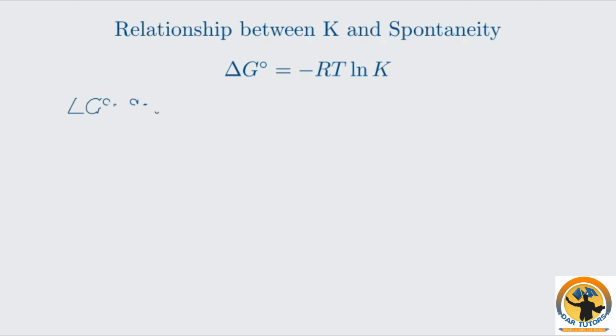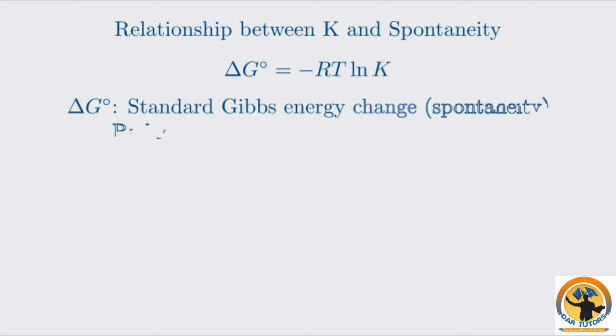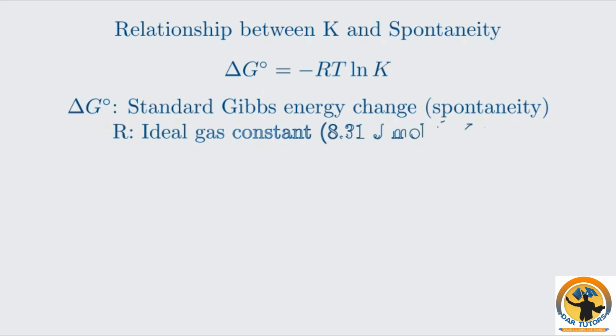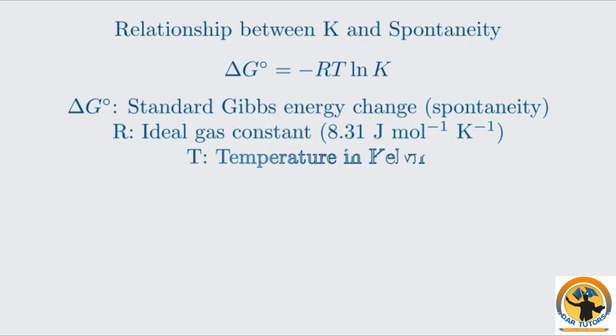Here R is the ideal gas constant and T is the absolute temperature. Remember, delta G naught is a measure of the spontaneity of a reaction under standard conditions. A negative delta G naught means the reaction is spontaneous, while a positive delta G naught means it's non-spontaneous. Because of this logarithmic relationship, small changes in delta G naught can have a huge effect on K. Let's look at the implications.